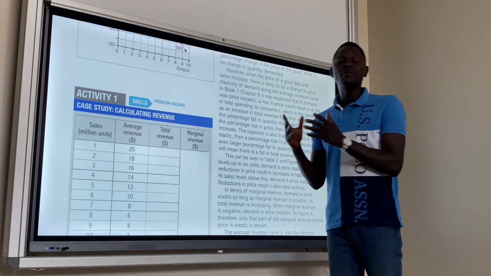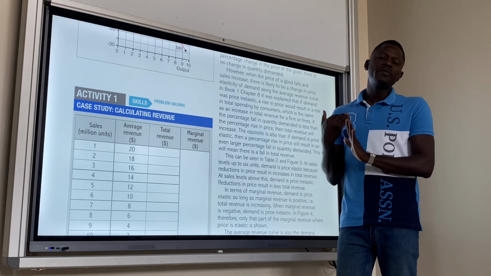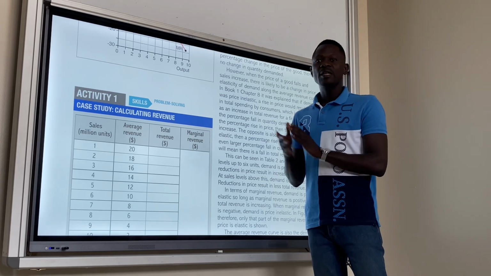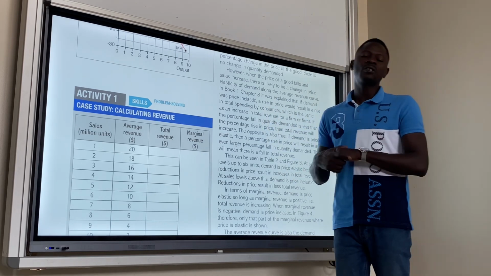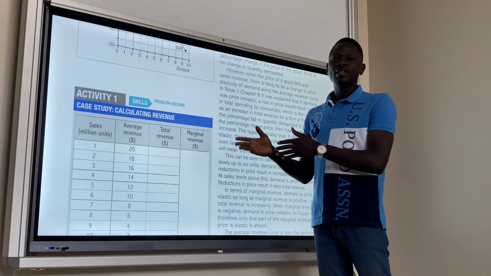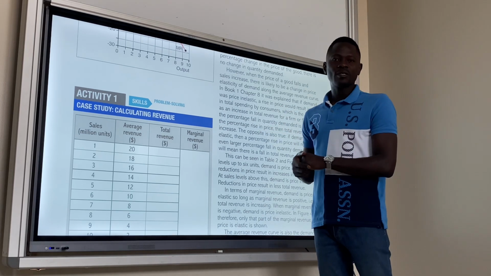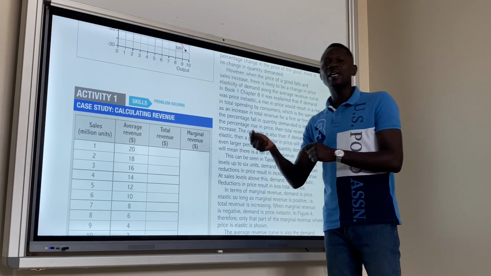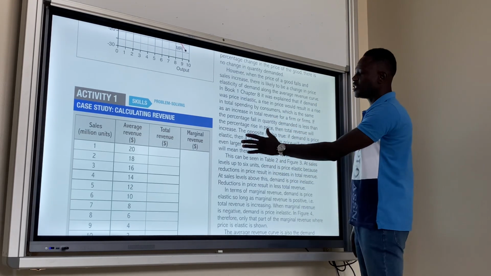For example, if the price of a product is $5 and the quantity sold previously is 10 units, that means $50 was supposed to be made. Now, the price increases to, let's say, $6, and the quantity sold is still 10. It means it's going to be $60. So the total revenue would have increased, but the quantity demanded will still remain the same. So that is what they meant by total revenue increasing.